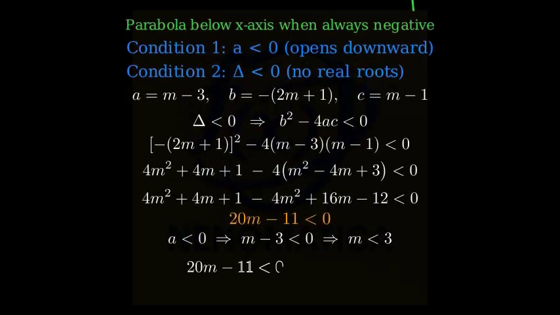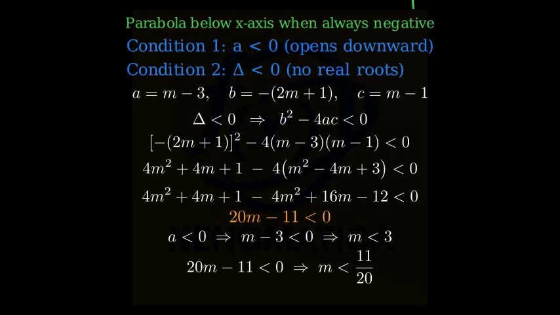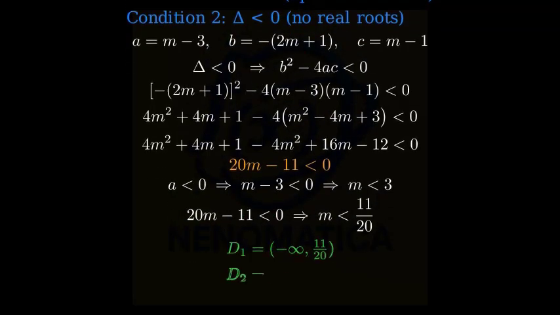Let's write those as 2 sets and then intersect them. On a number line for m, the intersection of the open interval negative infinity to 11 over 20 with the open interval negative infinity to 3 is simply the smaller one, negative infinity to 11 over 20. So the solution set is all m less than 11 over 20.